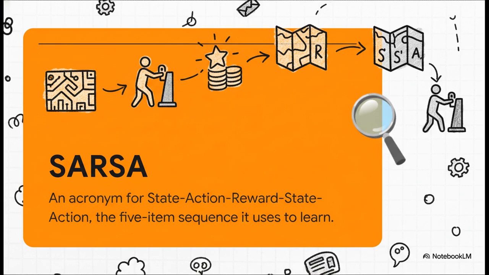It's a 5-part snippet of experience. You have the current state you're in, the action you take, the reward you get for that action, the new state you find yourself in, and, crucially, the next action you plan to take from that new state. That whole sequence, state, action, reward, state, action, SARSA, that's the magic ingredient it learns from.